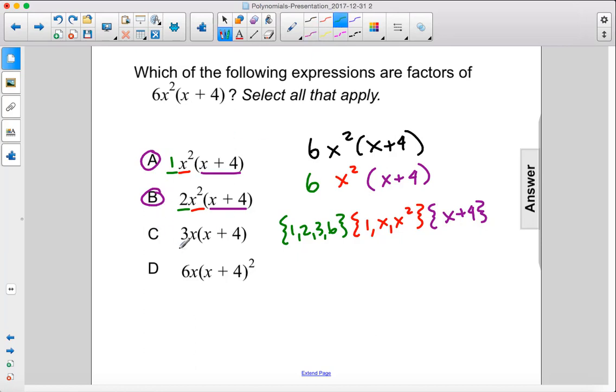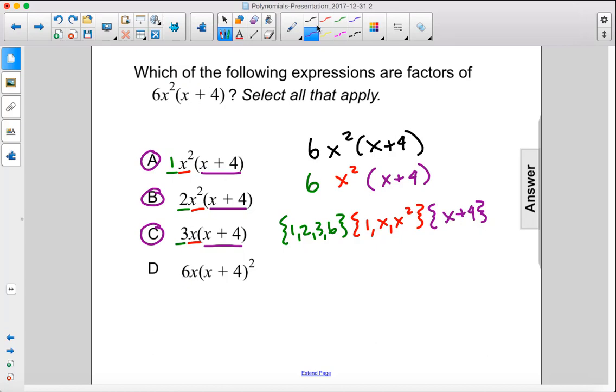Moving on, 3 is a good factor of 6. We have x, which is a factor of x squared, so that's okay. And finally, x plus 4 again, which is a factor. So this is a factor of this polynomial.